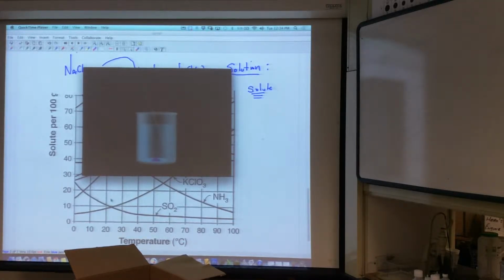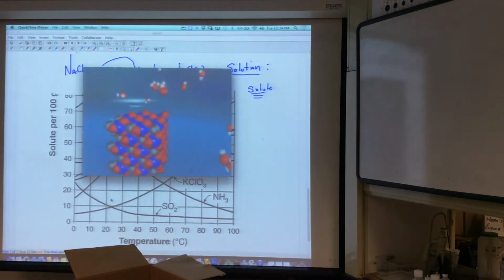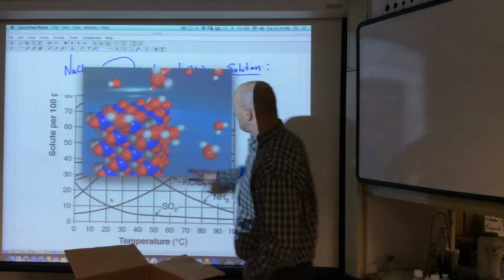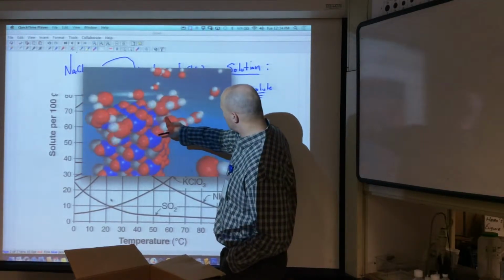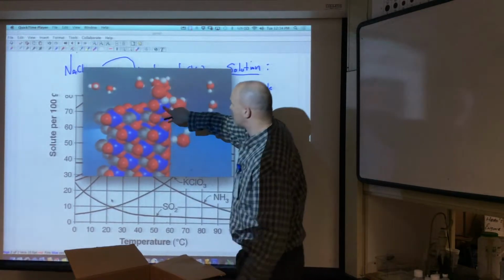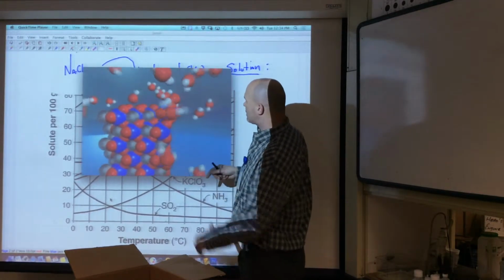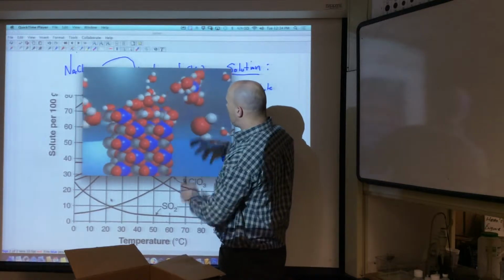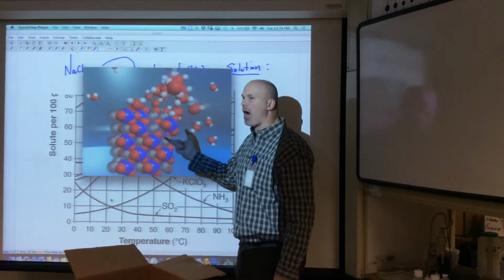So what we're seeing here is I added a solid. I'm stirring and it disappears. It seems like it disappears. Now the color could change, but what's happening in the crystal, in this case, the negative end of the water is surrounding the positive ion, and the positive end of the water, the H's, are surrounding the negative ion, and that's called the molecule ion attractions. That's hydration. That's dissolving right there.